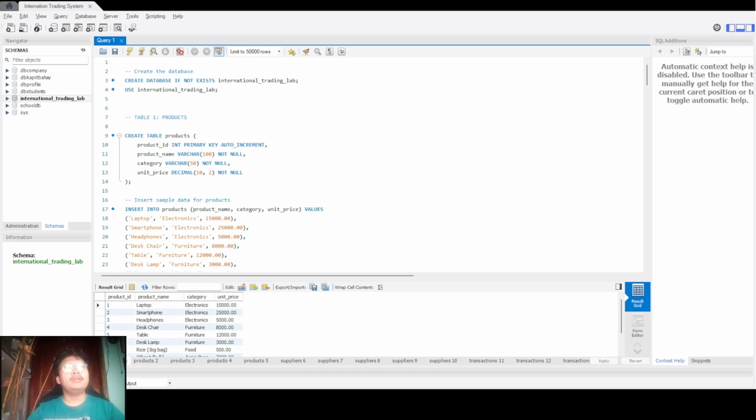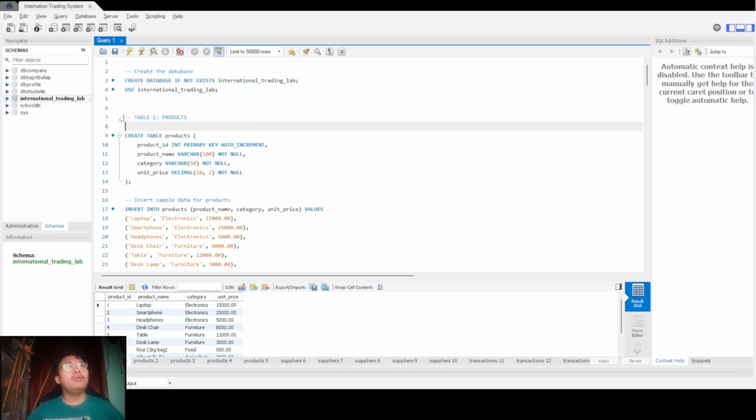So the first one is Section 1, database and table creation. First, I created a database: CREATE DATABASE IF NOT EXISTS International Trading Lab. The IF NOT EXISTS part means the computer will not give an error if the database already exists, and it's a good practice. Next, I created three tables. Let me explain each one.